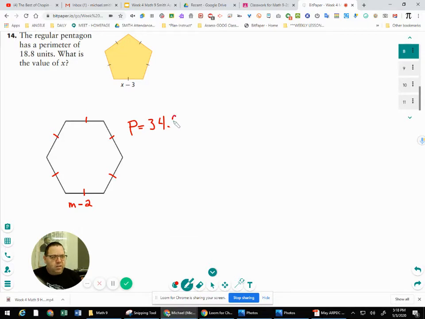By the way, you know what happens when I press a button on this pen, and it kind of makes the line go all crazy. Anyways, the perimeter is 34.8, and the length of one side is given by an expression.